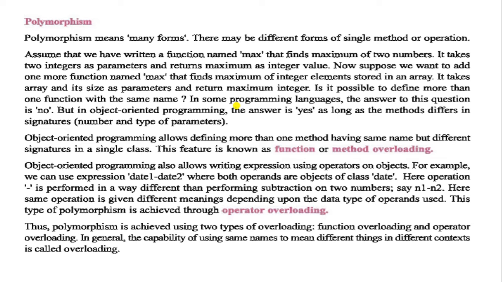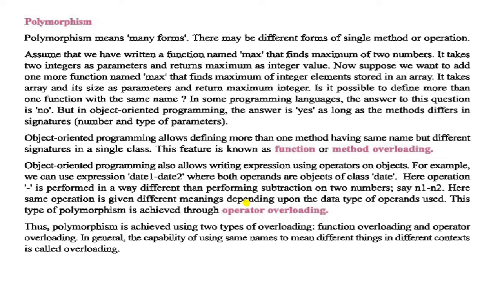Another point is operator overloading. In function overloading, the function remains the same, just the signature is changed. In the same way, in operator overloading, if you see over here, date1 minus date2 means date2 is subtracted from date1. Here date1 and date2 are operands and minus is the operator. You can see that both operands are objects of the class date.